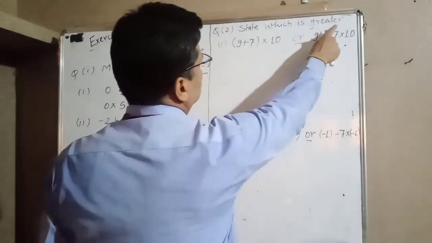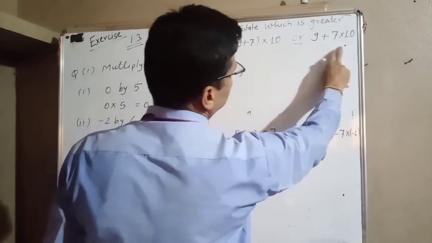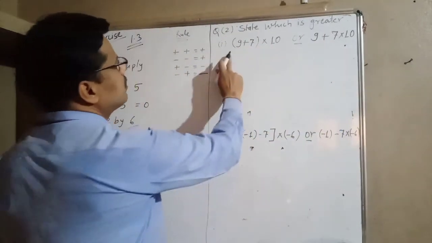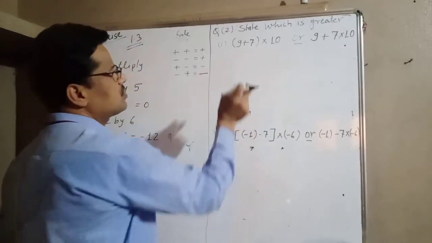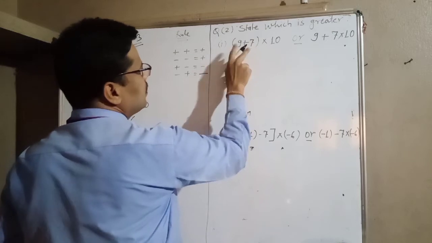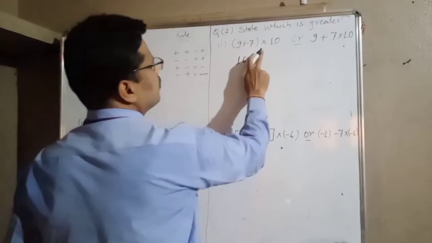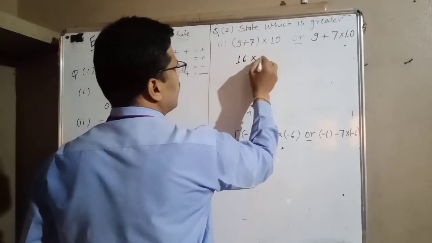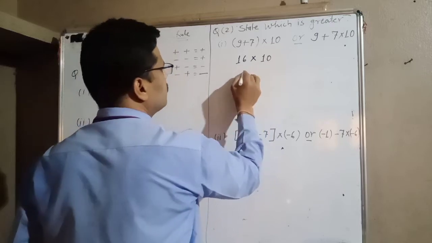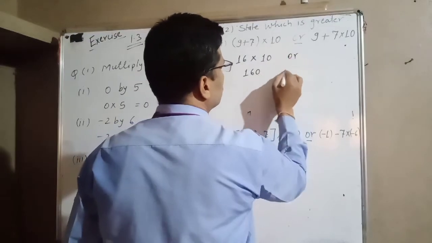Now question number second. State which is the greater. We have to find which is greater, this side or this side. So first we solve this. How will you solve? We will use the modulus rule. As per the rule, first you have to solve the bracket numbers. In the bracket, there are two integers having the same sign. So we add 9 plus 7. What we get here? 16. Now into 10 will come as it is. Now we find the product, 16 into 10. So what we get here? 160. Now we write here or.